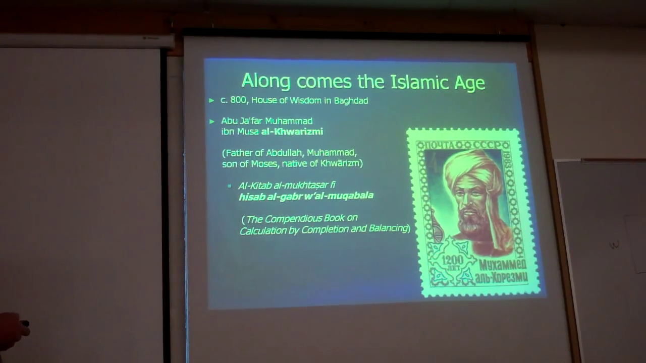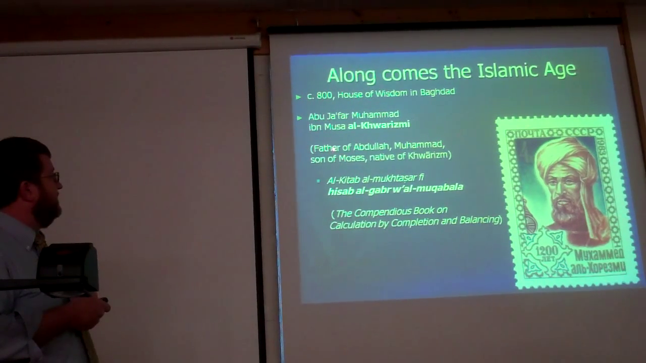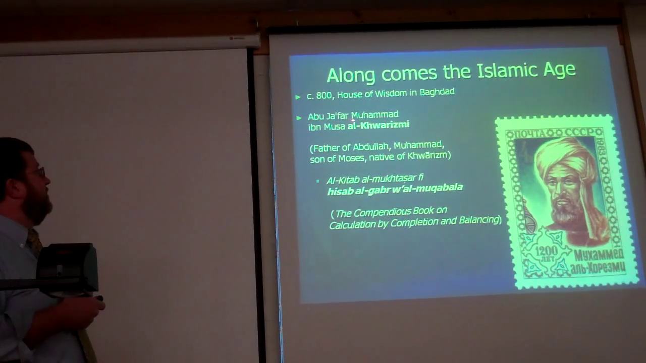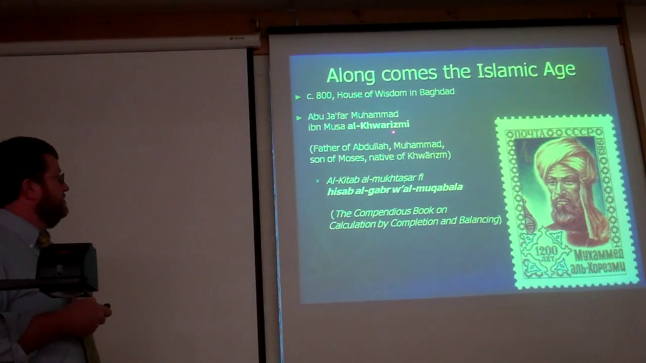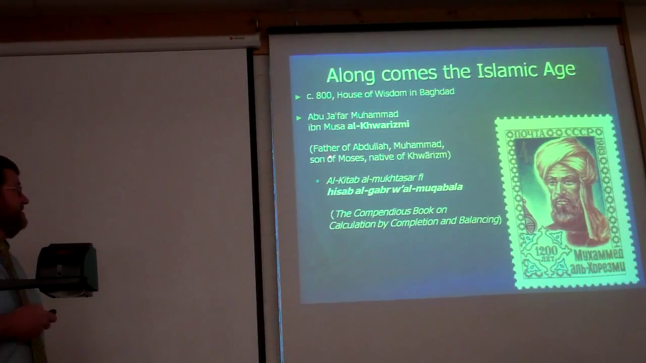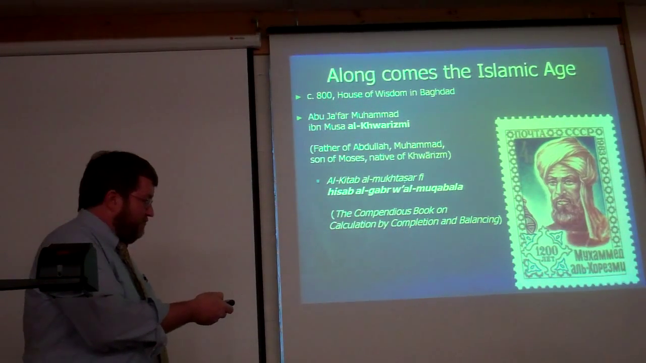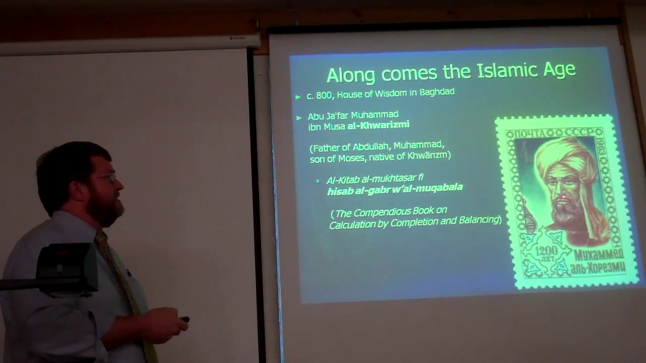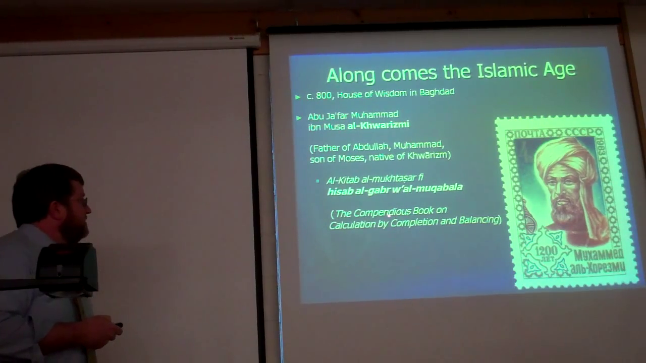One of the persons who gets the credit for really beginning the codification of algebra is Abu Jafar Muhammad ibn Musa al-Khwarizmi. And he goes by the name usually al-Khwarizmi. And it translates to father of Abdullah, Muhammad, son of Moses, native of Khwarizm. That's a Russian stamp celebrating his 1200th birthday. And he wrote a book.